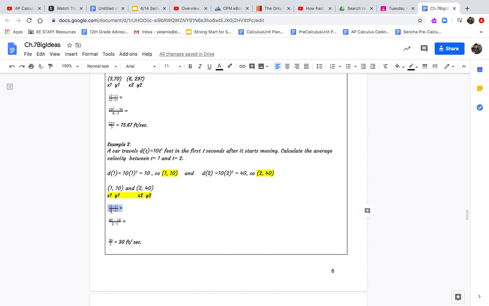Once you got your 2 points and you've labeled them, you're going to plug them into the slope formula: y2 minus y1 all over x2 minus x1. And then you do your calculation. For this particular problem, we get 30 feet per second. Now the question is for this problem right here.